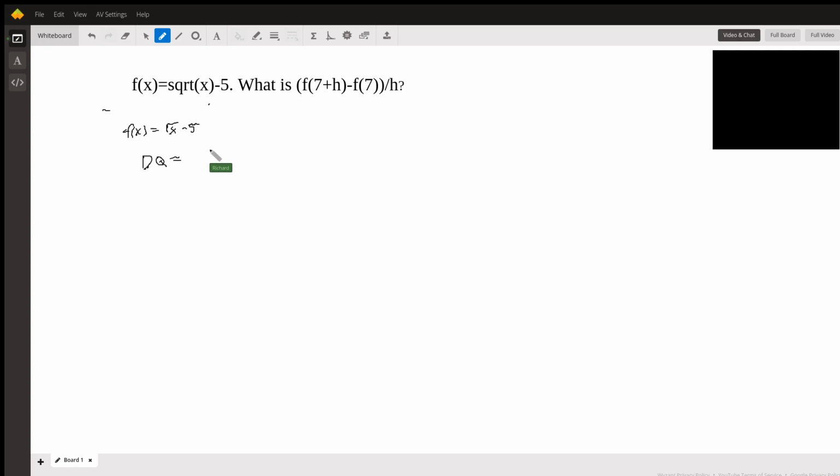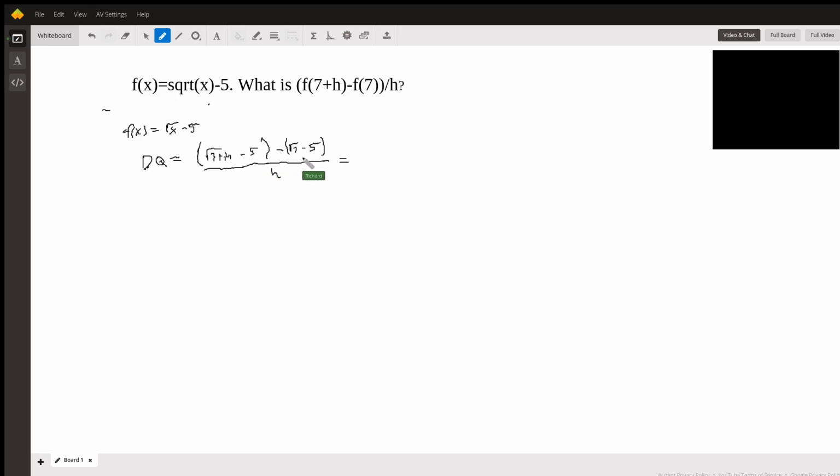So it's going to be square root of 7 plus h minus 5. And then we're going to subtract f of 7, which is going to be square root of 7 minus 5, divided by h.